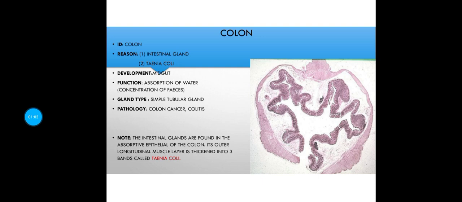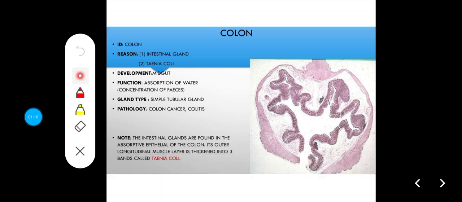So the colon, let's read the side notes. The colon can be identified with the presence of intestinal glands and the presence of Taenia coli. The Taenia coli is the most striking thing about the slide of the colon. The Taenia coli is groups of longitudinal muscles. The intestinal glands are found in the absorptive epithelia of the colon. Its outer longitudinal muscle layer is thickened into 3 bands called the Taenia coli.